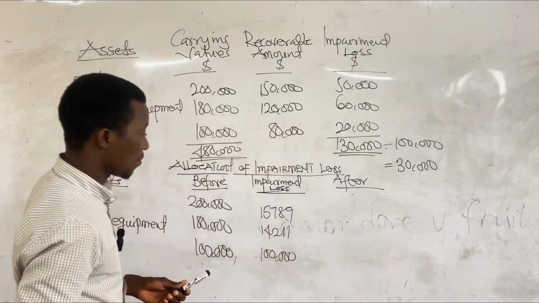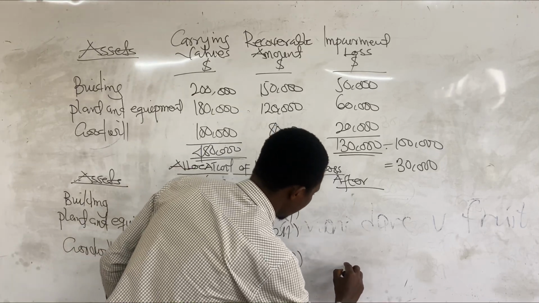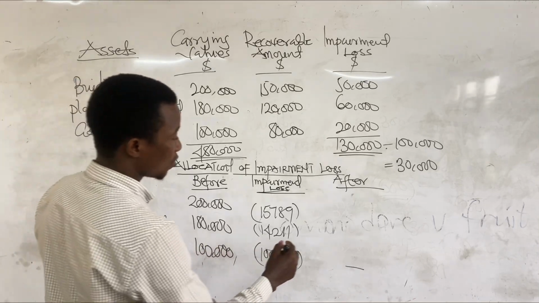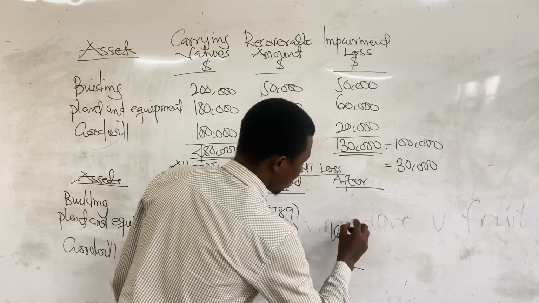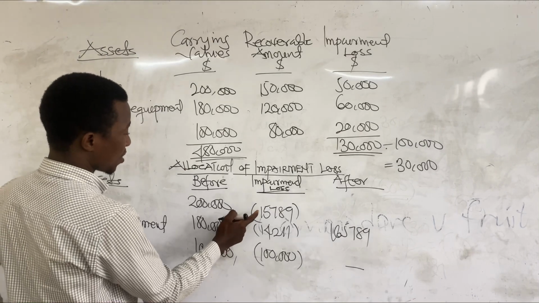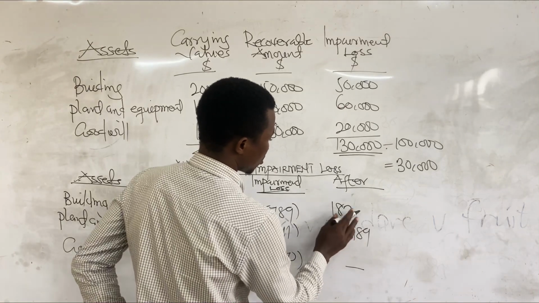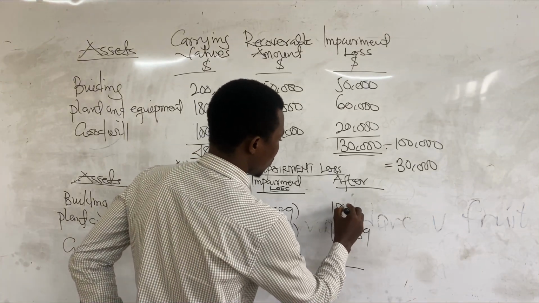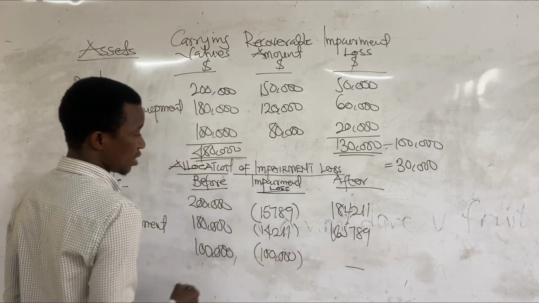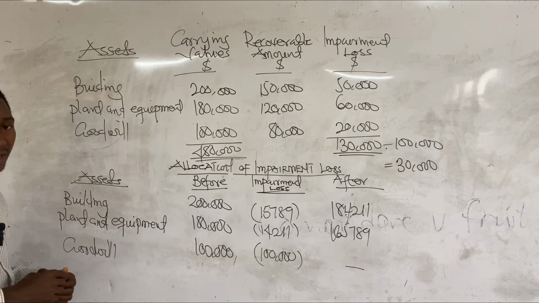So with the impairment loss, we subtract, and you have nothing for goodwill. For plant and equipment, we will have an amount of 165,789 when we subtract this from this. Then when we subtract this from this, you have an amount of 184,211. That is when we subtract this from this. Is that okay? So this is how we do the allocation of the impairment loss.